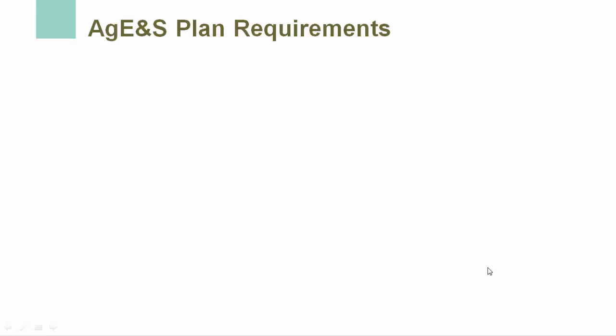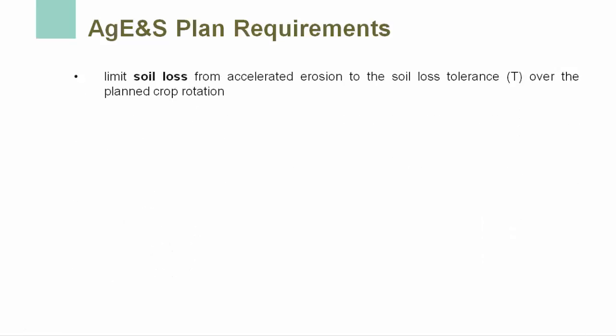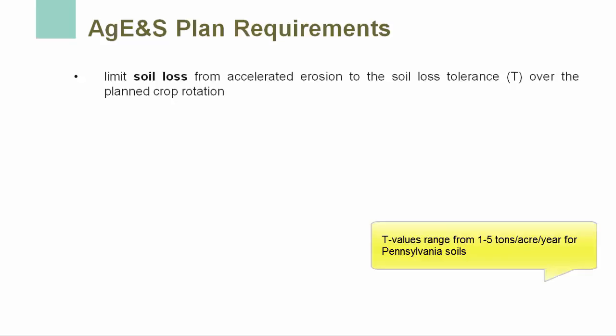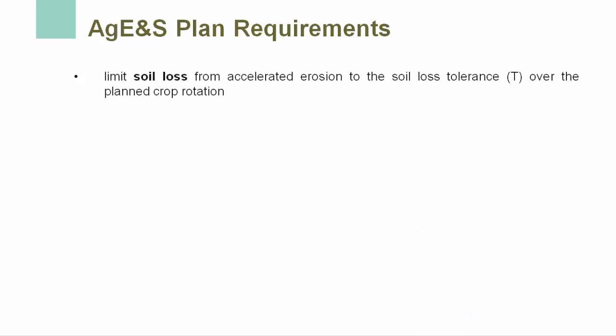Let's take a look at some of the details of an AGENS plan. One of the requirements, and most difficult requirement, is that the plan must limit soil loss from erosion to a soil loss tolerance value, a T value, over the crop rotation. What this means is that for each field, based upon the management practices of that field, the topography, the soil conditions, and other properties, climatic conditions, soil loss needs to be calculated, and that soil loss needs to then be compared to a tolerable soil loss. Tolerable soil losses are determined by the USDA NRCS for each soil type in the country.